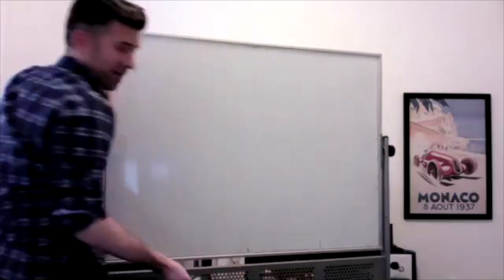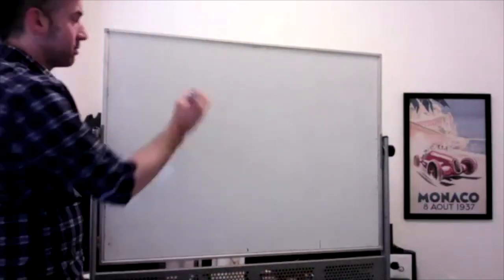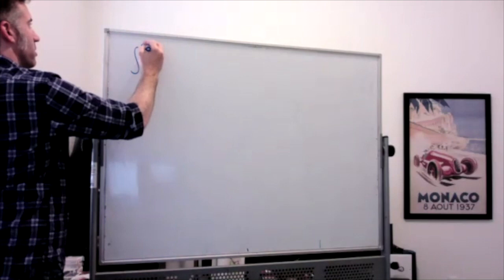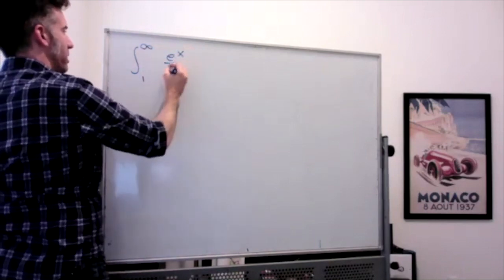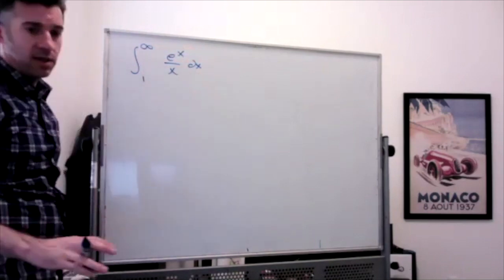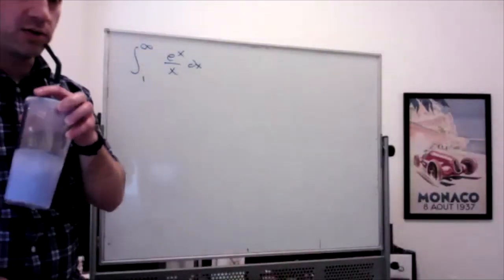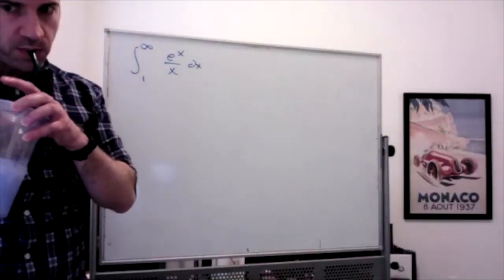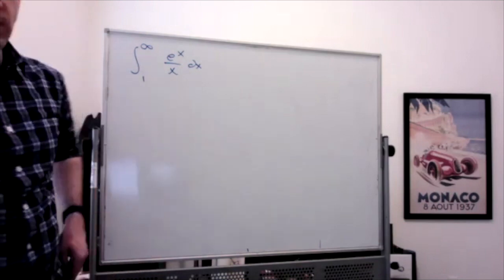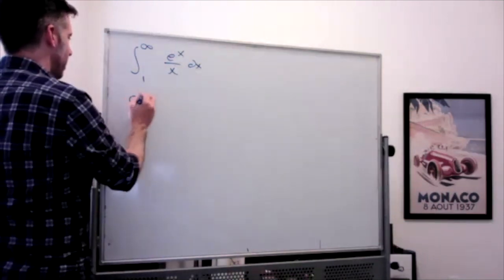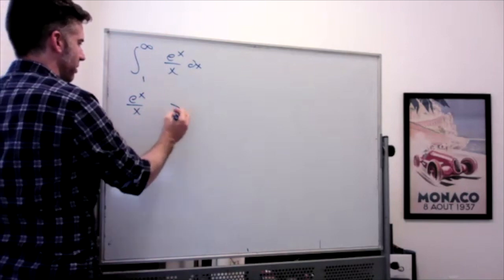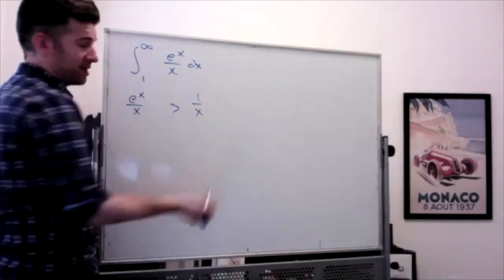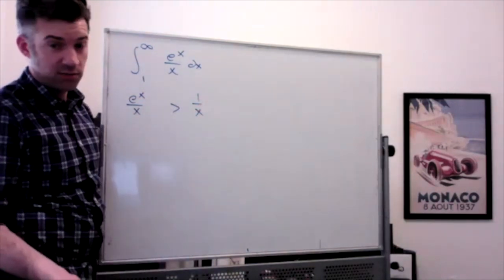So here's a function that actually is impossible to integrate. e to the x over x. Definitely not an integrable function. Cannot anti-differentiate that no matter how long you spend. Here's what we do know. I know that e to the x over x is bigger than 1 over x, because I know that e to the x is always bigger than 1.